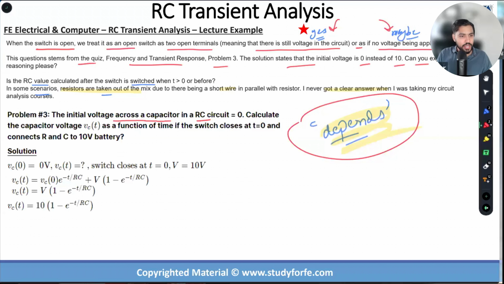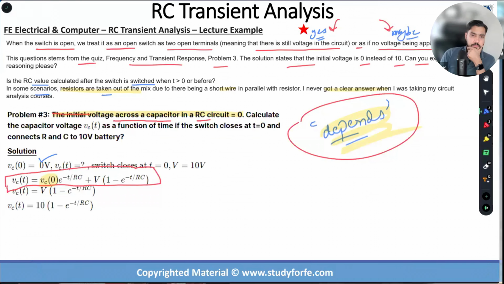Do you guys agree that this is the equation that we are given in the reference handbook, correct? VC0, this parameter, is what? The initial voltage across the capacitor in the transient circuit, correct? Now, the first line that I've mentioned over here, that the initial voltage across a capacitor in the RC circuit is 0. Do you guys agree or disagree with this?